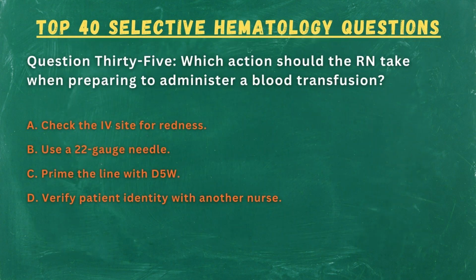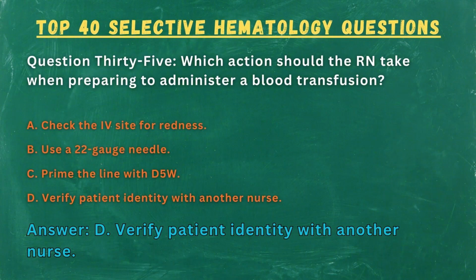Question 35. Which action should the RN take when preparing to administer a blood transfusion? A. Check the IV site for redness. B. Use a 22-gauge needle. C. Prime the line with D5W. D. Verify patient identity with another nurse. Answer: D. Verify patient identity with another nurse.